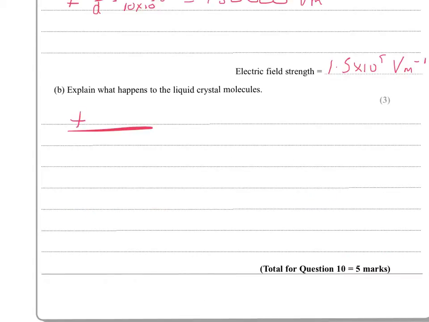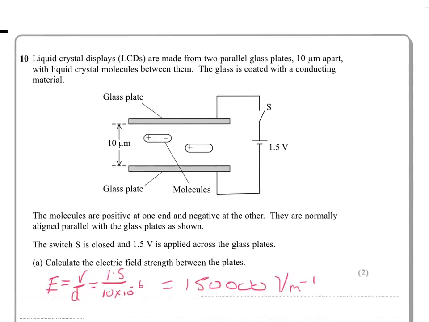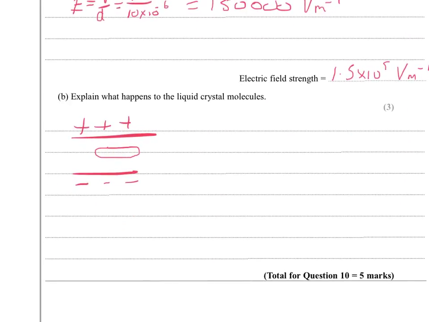Well, you've got a positive plate here, you've got a negative plate down here, and you've got a molecule which has, you can see here, a positive end and a negative end, with the positive end here and the negative end there. So it's going to rotate with its positive end uppermost. I mean, from that position it's going to turn clockwise. That's what you need to explain. So it'll rotate until it's in that position.